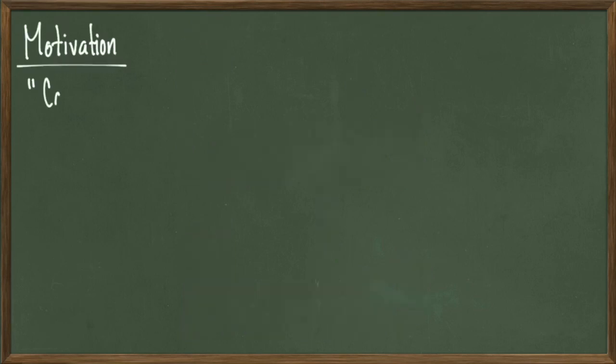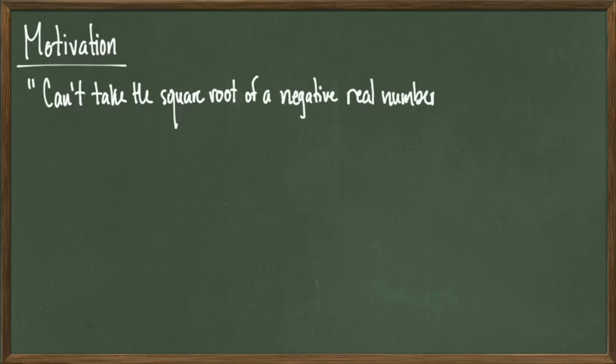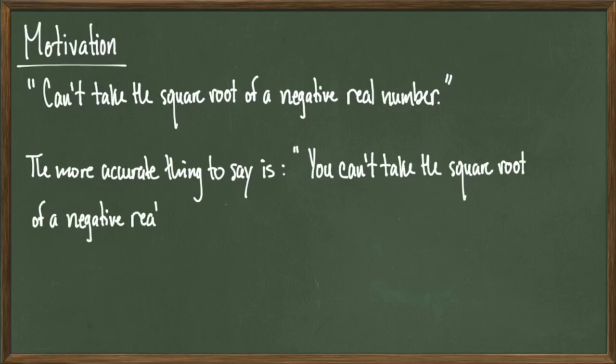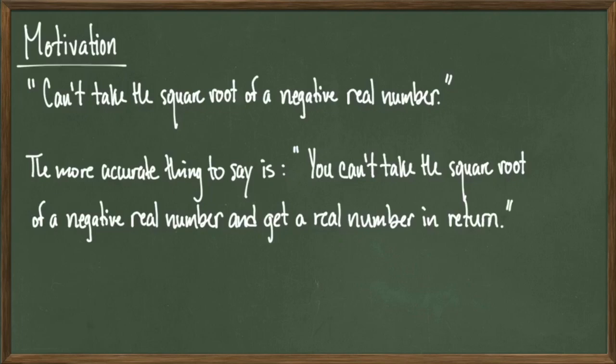The motivation behind a complex number comes from the idea of taking a square root of a negative real number. We've probably heard someone say before that you can't take the square root of a negative real number. This is kind of half true. The better thing to say is that you can't take the square root of a real number and then get a real number back in return. Taking the square root of a negative number is something that comes up commonly in the field of math, so the question is, what do we do about this? How do we handle taking the square root of a negative number?